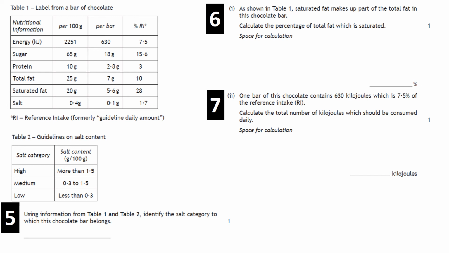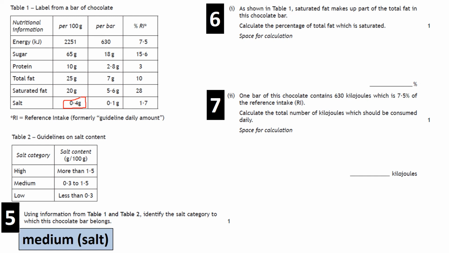So using information from table 1 and 2, identify the salt category to which this chocolate bar belongs. So salt content, and it's given you per 100 grams here. So salt is 0.4. So 0.4 grams is going to be medium. Okay.